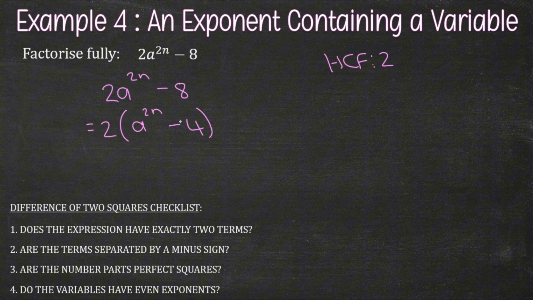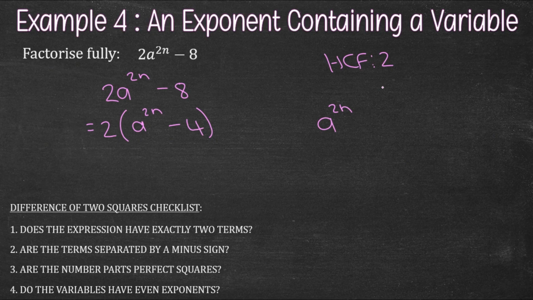Are the terms separated by a minus sign? Yes, they are. Are the number parts perfect squares? Yes, because 1 times 1 gives us 1, and 2 times 2 gives us 4. Do the variables have even exponents? Now, the second term doesn't have a variable, so I'm not going to even look at that one. And this variable, look at this one. We've got a to the power of 2n.